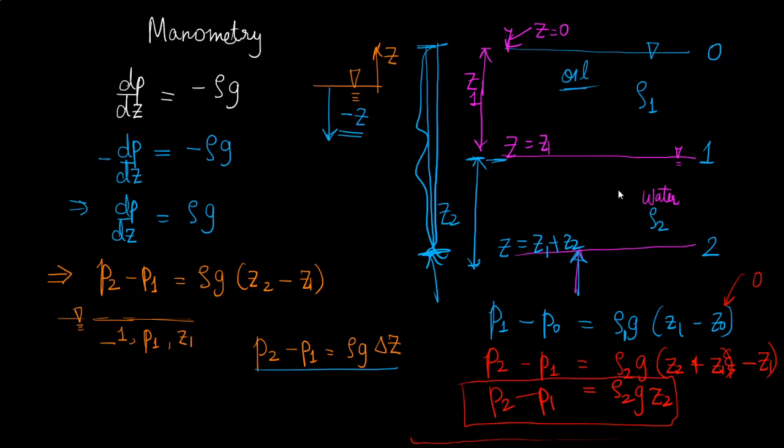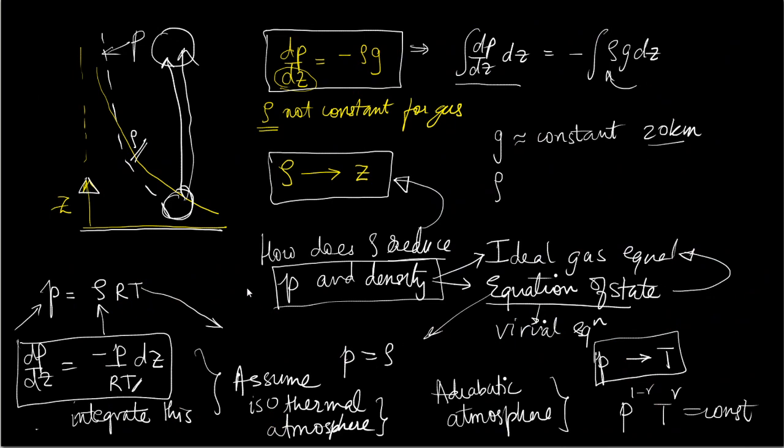So P2 minus P1, the delta P between these 2 points, is simply whatever is held between these 2 points, which is rho 2 g z, right? So if we add, P2 minus P0 is then rho 2 g z2 plus rho 1 g z1, and that is in fact the correct answer. So let us continue.